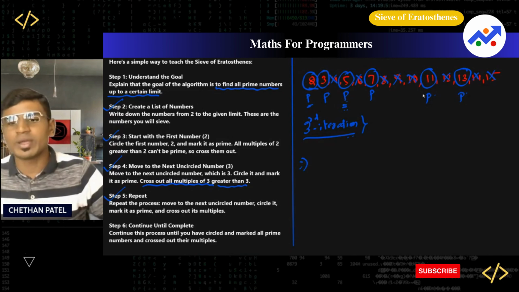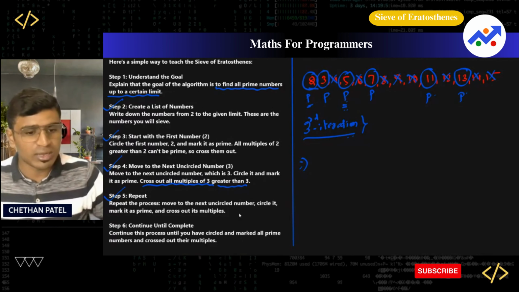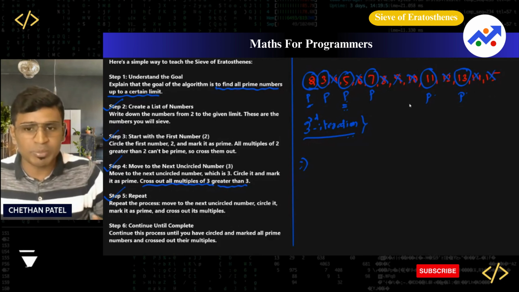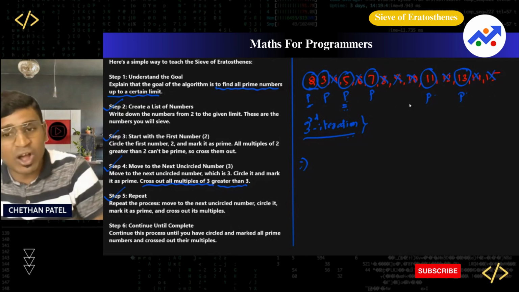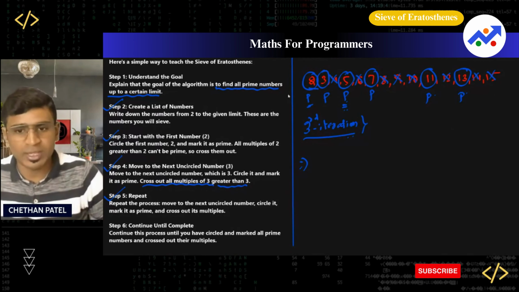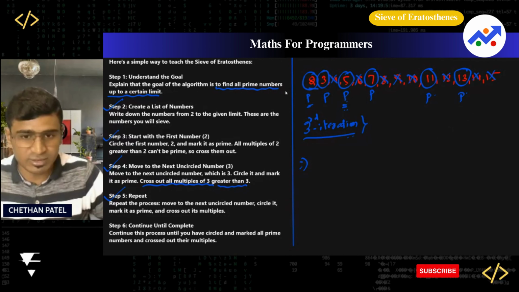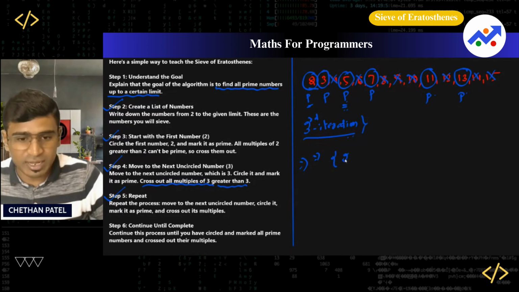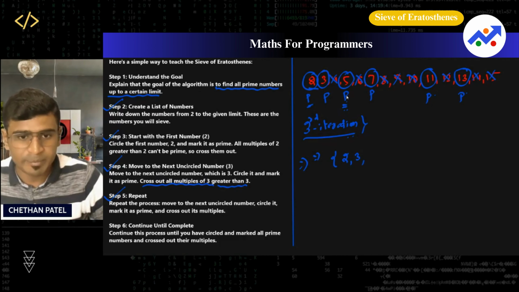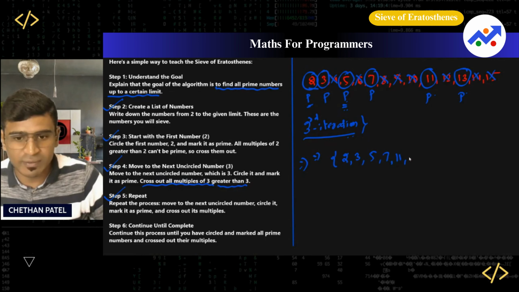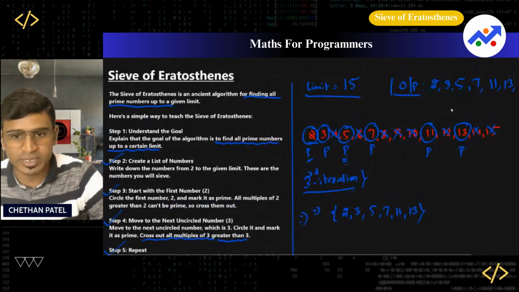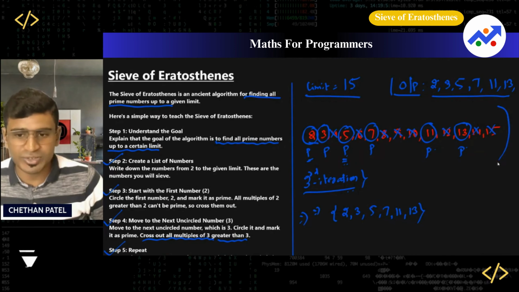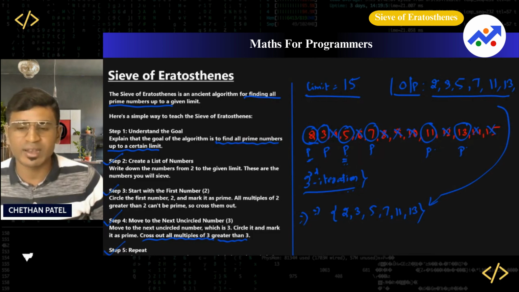So now we have done everything. We have crossed out all the numbers and circled the rest, which means we have traversed all the numbers from 2 to 15. This iteration is done. The prime numbers are 2, 3, 5, 7, 11, 13. Let's verify the same numbers again. This is what we have read before as well, right? So we have the same numbers: 2, 3, 5, 7, 11, 13.